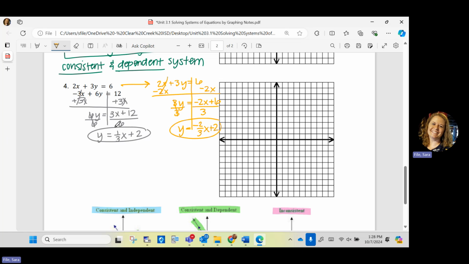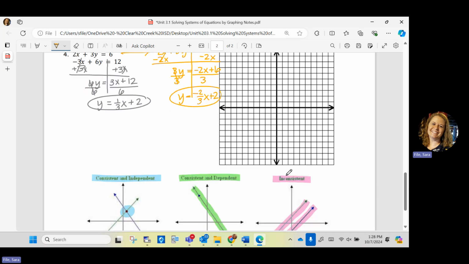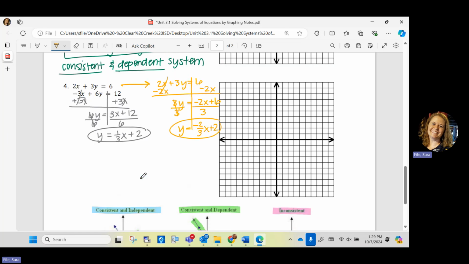And looking at it, the slopes are not the same, are they? So I can tell by looking at this which type it's going to be. The slopes are not the same, so it's not parallel, it's not the same line. It's going to be consistent and independent. But I don't know what that one solution point is going to be until I graph it. So in this one, I do need to graph.